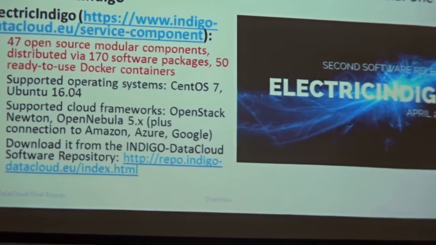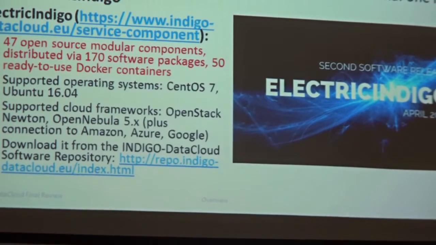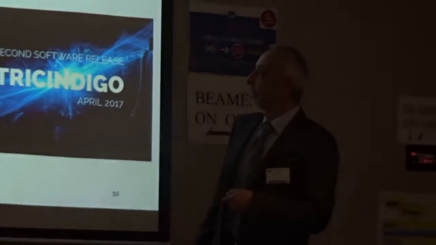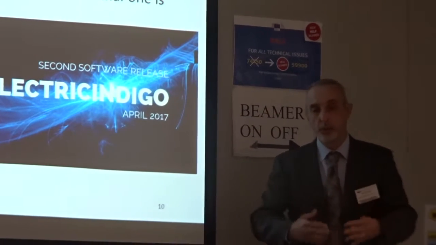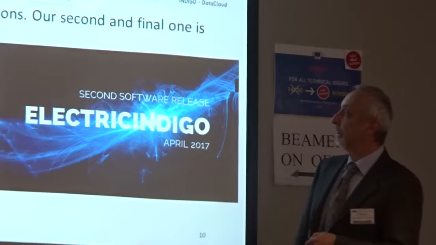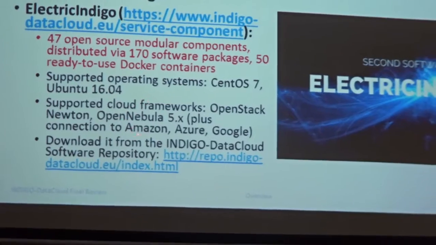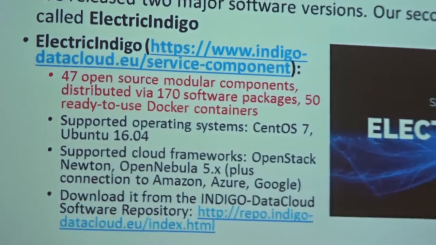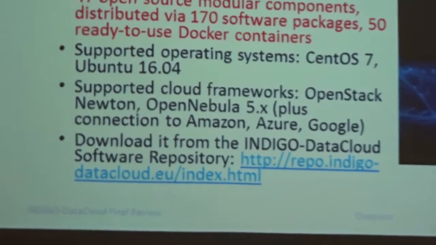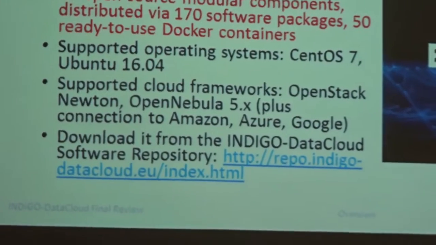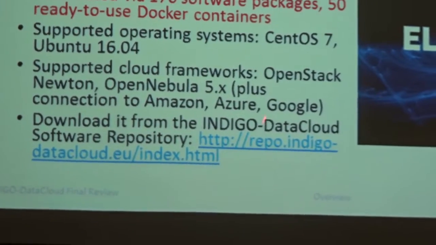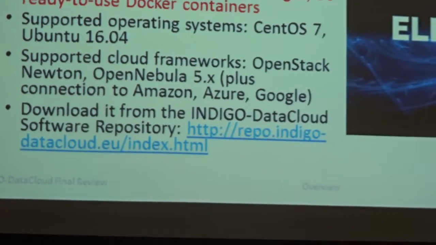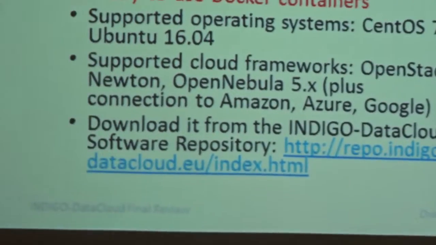They are distributed in a substantial number of packages: tarballs, Debian packages, RPMs, as well as about 50 ready-to-use Docker containers that you can download and instantiate to have your services running straight away. We support modern operating systems. We support open source cloud frameworks such as OpenStack and OpenNebula. However, we also provide connections to commercial clouds such as Amazon, Microsoft Azure, or Google Compute Cloud. And everything, as I said, is freely available and downloadable from the INDIGO-DataCloud software repository.